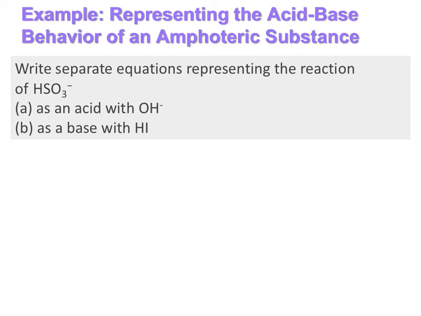And an example of this is our HSO3 minus polyatomic ion. This polyatomic ion can act as an acid with OH minus, and it can act as a base with HI. I'm gonna leave that in there. So we're just gonna write these out. The problem tells you what it's reacting with, so we're just gonna write these out step by step. So first we have HSO3 minus.